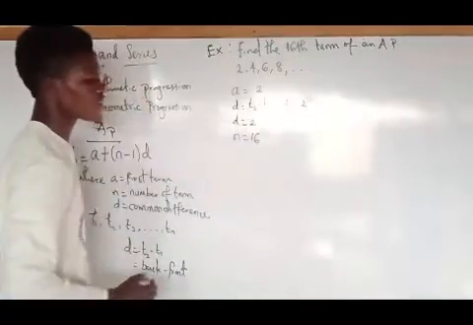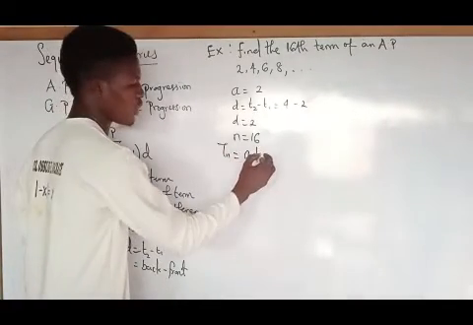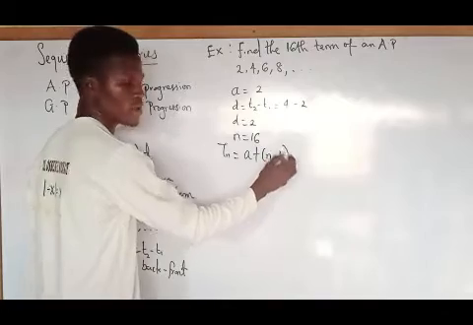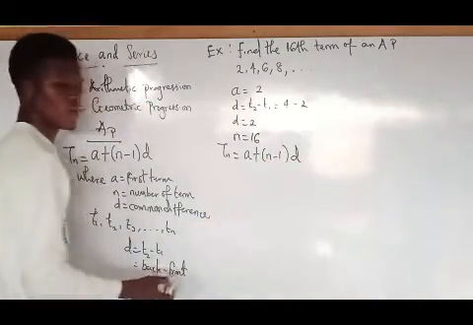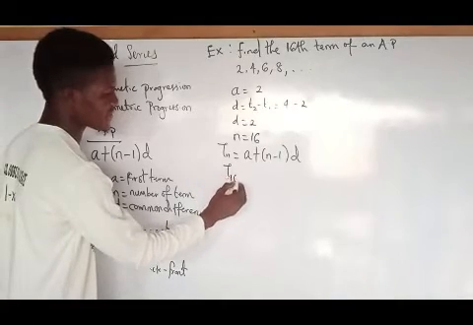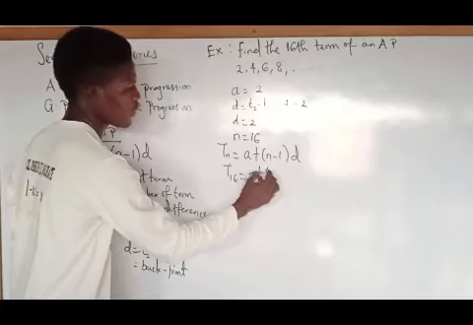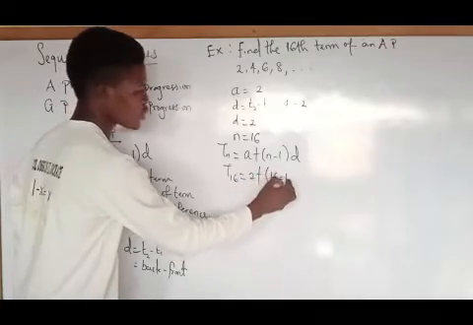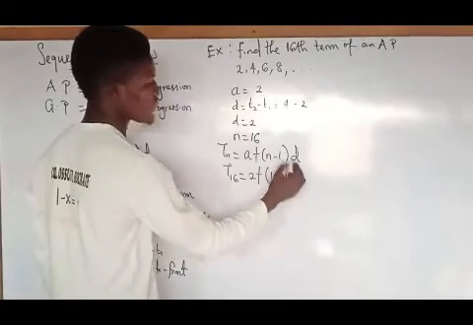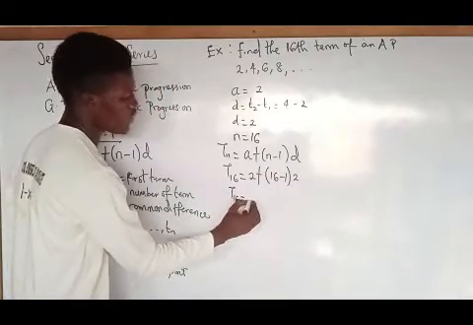That means my n is 16. How are you going to do that? Your formula is Tn equals A plus n minus 1 D. What is now this n? That will be T16 equals what's my A? 2, plus what's my n? 16, minus 1, plus what's my D? My D is 2.